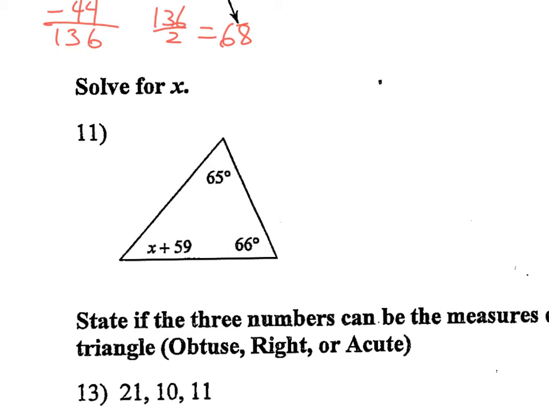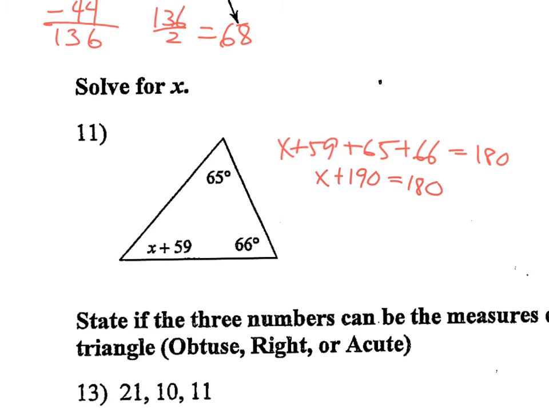Figuring out what x equals here, so we can add up those 3 angles. We can say that angle x plus 59 plus 65 plus 66 adds up to 180. So therefore, x plus 190 is equal to 180. So take away 190 from both sides. And x is negative 10.